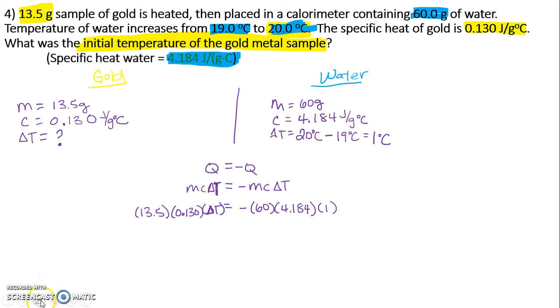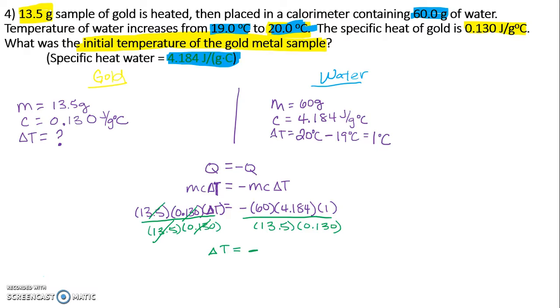Now, in order to solve for the delta T, I've got to get rid of these guys. So we're just going to divide both sides by 13.5 and 0.130. These on the left cancel out, so my delta T is left by itself. And I'm just going to put that in the calculator. So I see that I have one negative here, so that's going to come along for the ride. So my delta T is going to be negative.